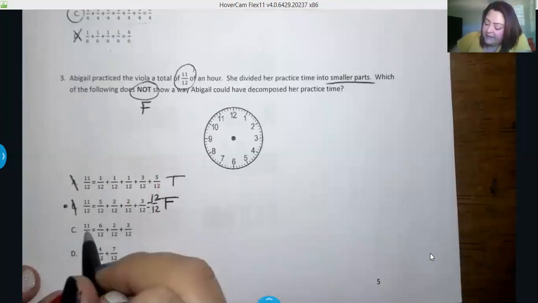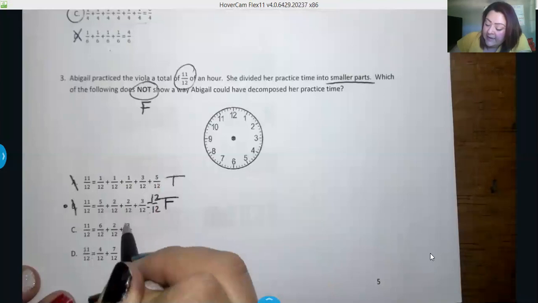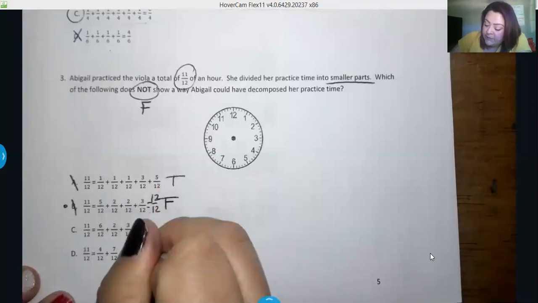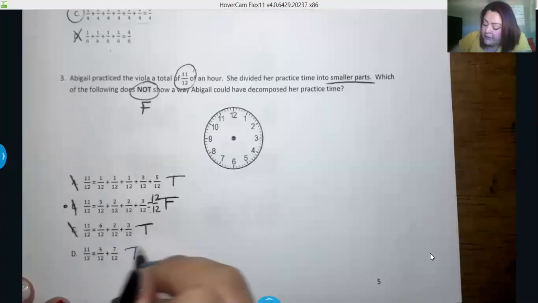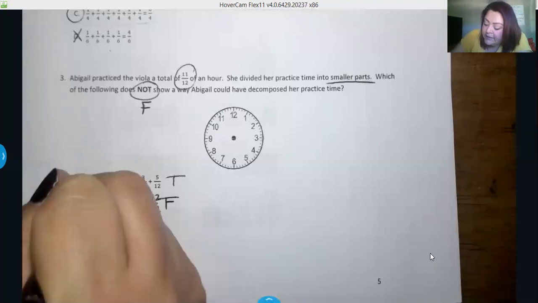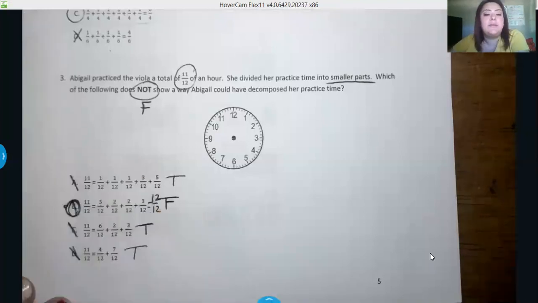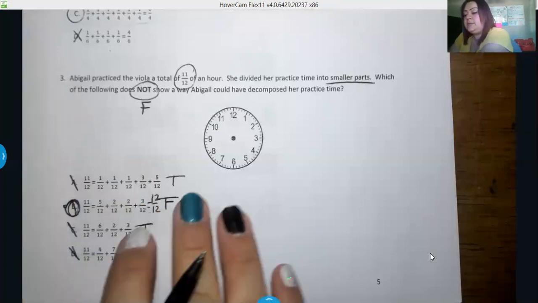So 6, 7, 8, 9, 10, 11. Yes, this equals 11/12. It's true. I don't want it. And then D, I've got 4 plus 7, so 7, 8, 9, 10, 11. Yes, that's true. Again, I don't want it. So my answer was actually B. That was the false one. Sorry about that. All right, so again, that's just breaking it down pretty simple and easy. All right, let's look at the next ones.